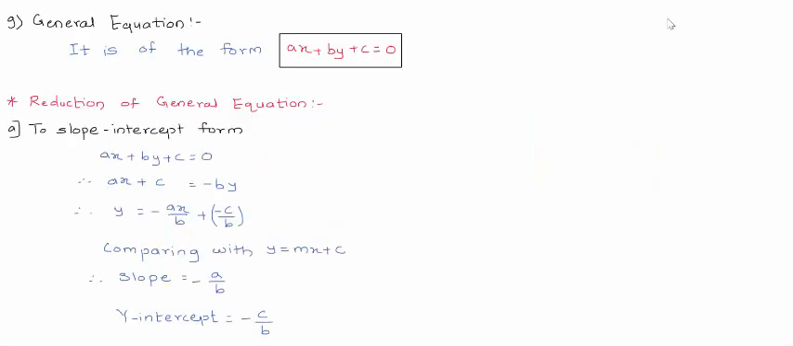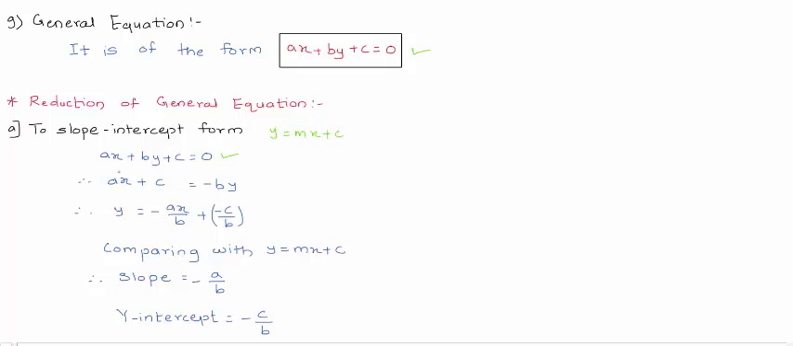Okay students, the next part is the general equation of line. Most general form of equation of line, as you all know, is ax plus by plus c equal to 0. Now students, as it is the general equation, it can be reduced to different forms. So let us see reduction of general equation to slope point form. So we will be given an equation of this type and let us try to reduce it to slope intercept form, that is y equals mx plus c.